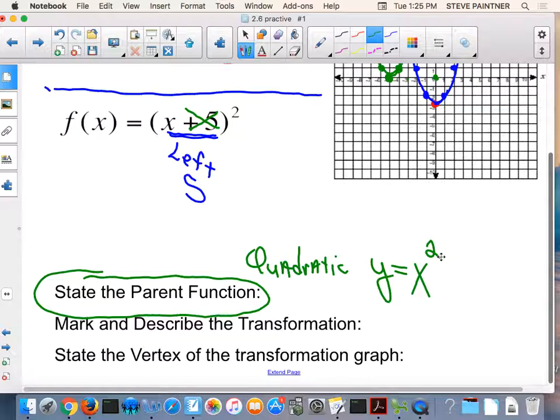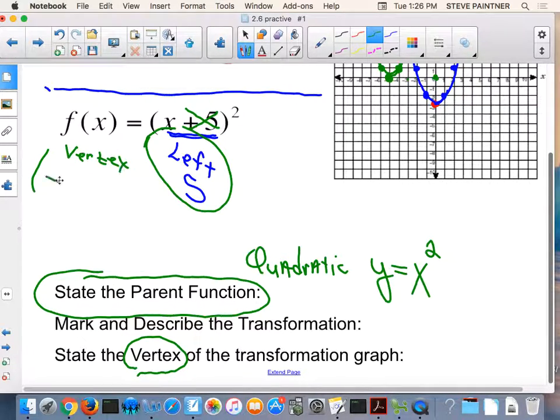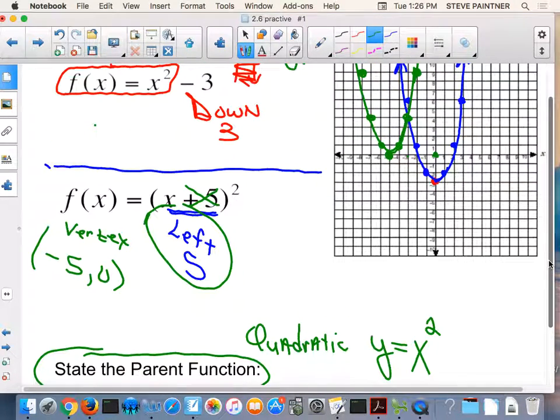Mark and describe the transformations. I already did it. Look, left 5. Up there I wrote what? Down 3, okay. So this one's done. State the what? Vertex. Vertex of the transformation graph. The one you transformed right, left, up, down. 0, 0. You have to say what on this one? What's the vertex? -5, 0. Okay. What's the vertex on the one up there? It's 0, -3. Yep, 0, -3.